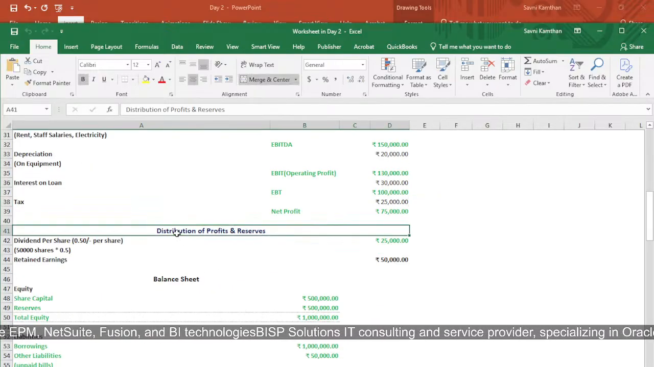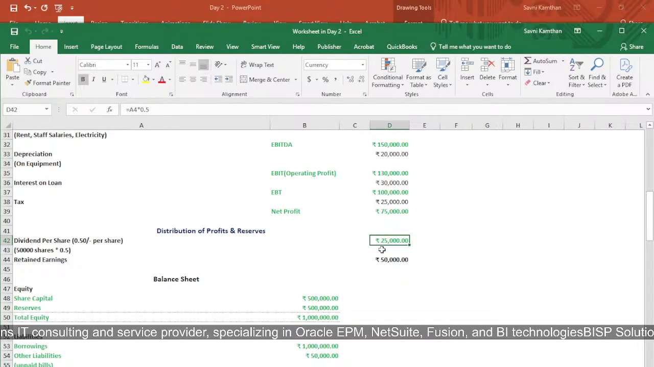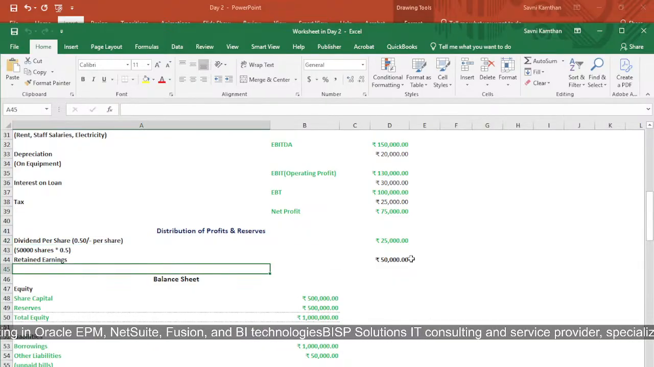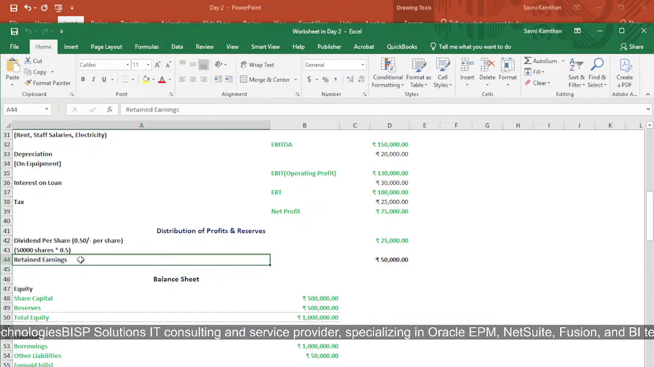Now she has distributed profits and reserves. For dividend per share, she is giving a dividend of 0.50 rupees per share. It is calculated as 50,000 shares at 0.5 per share, so 25,000. Then retained earnings, which is 50,000 rupees, is calculated as 75,000 minus 25,000. This retained earnings will be added to reserves in the balance sheet.